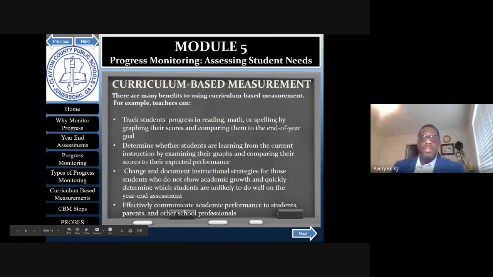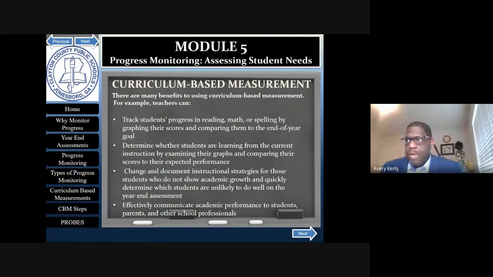Now, there are some benefits to curriculum-based measurement. Some of the benefits are the ability to track students in various areas such as reading, math, spelling. It also allows us to be able to graph those assessment results. Another benefit of curriculum-based measurements, it allows us to determine whether students are learning from the current instruction by examining the graphs and comparing their scores to the expected performance. It changes the documented instructional strategies for students who do not show academic growth. And finally, it effectively communicates academic performance to students, parents, and other school professionals.